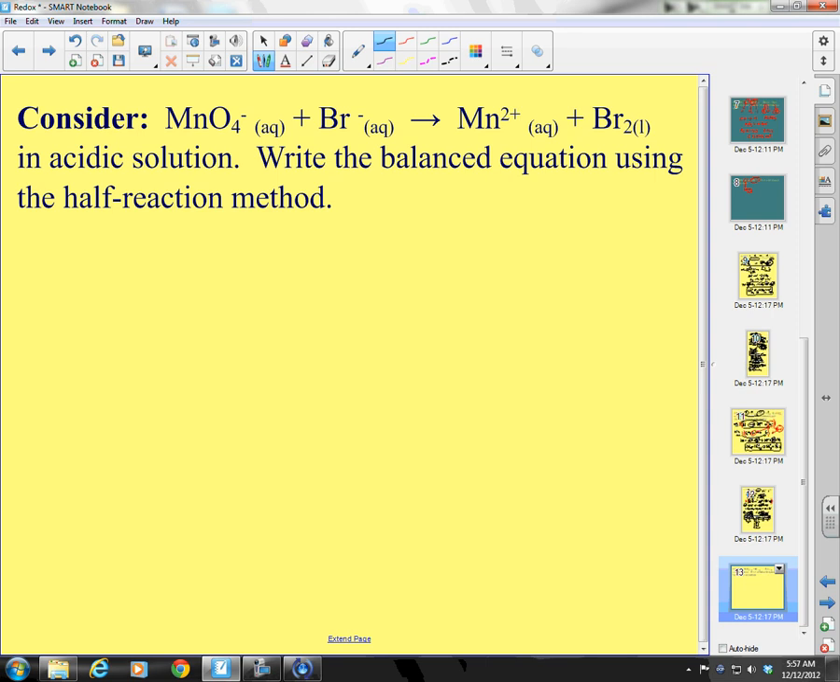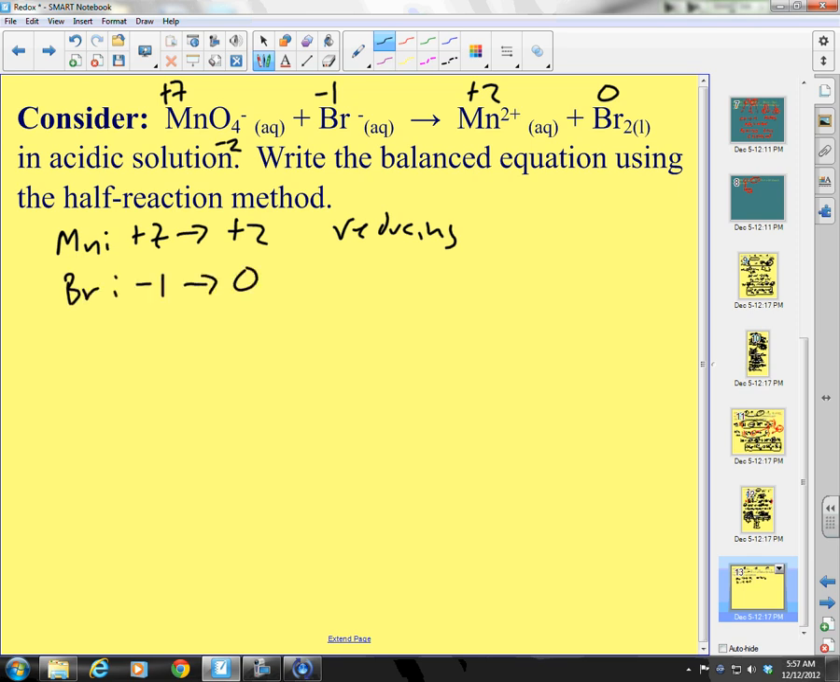Let's go. Let's first do what? We have the equation written out. Now let's assign oxidation states. That's a 2 minus, and this 4, 8, and a minus, so that means that must be plus 7. This is a minus 1, plus 2, and 0. All right, so my manganese is going from plus 7 to plus 2. That means it's going down. That is reducing. And my bromine is going from minus 1 to 0. It's increasing, so that is oxidizing.